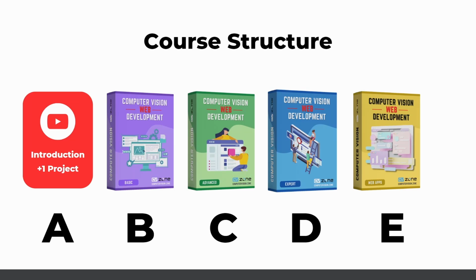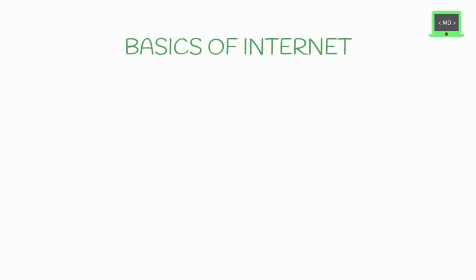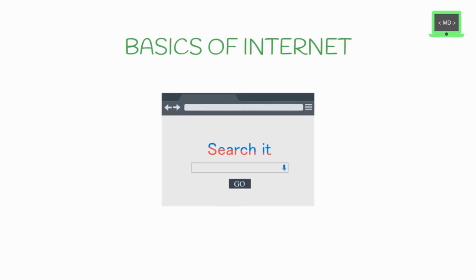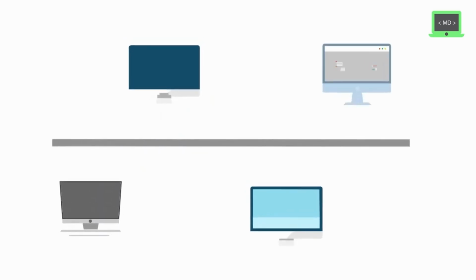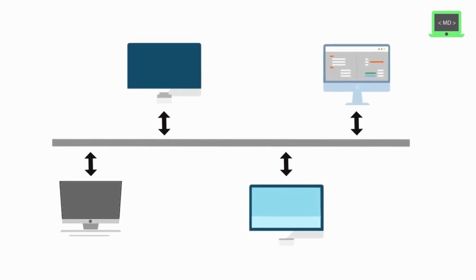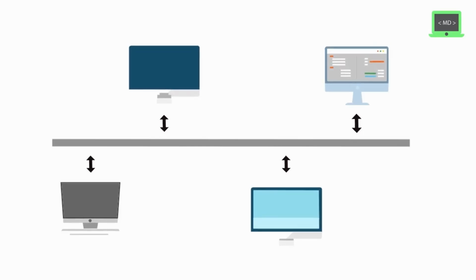So let's get started with Module A, which is Introduction to Computer Vision and Web Development. In this video, we are going to learn the basics of the Internet. Now we are going to create websites, so we need to know how the Internet actually works. Now the Internet is not actually a cloud despite the popular belief. It is in fact a giant cable that connects all the computers together. This is required so that you can transfer data from one computer to another.